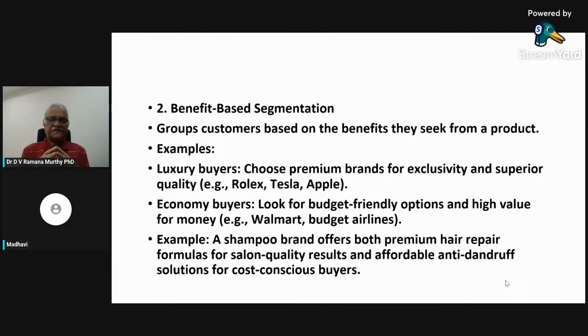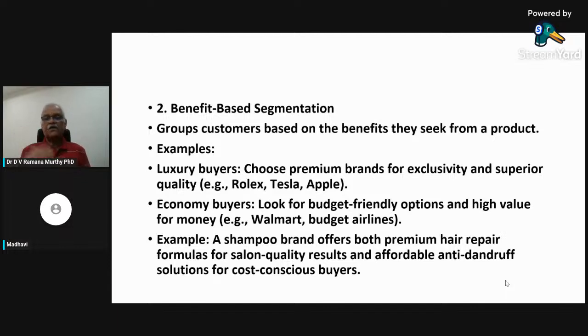Luxury buyers want a good number of extra benefits from a particular product when compared to an ordinary product. Say, for example, what's the difference between a Tesla car and a Maruti? Because a Tesla car has its own superior brand image and superior quality. Am I clear on what I'm saying?